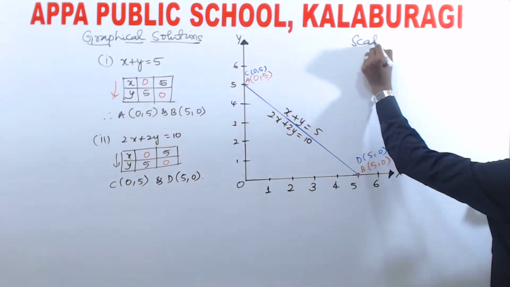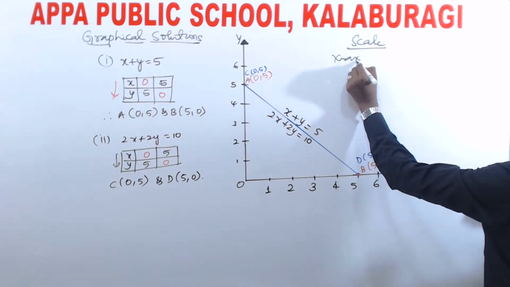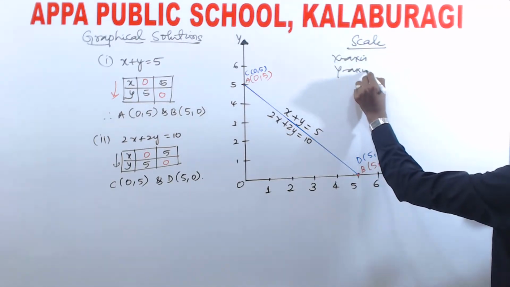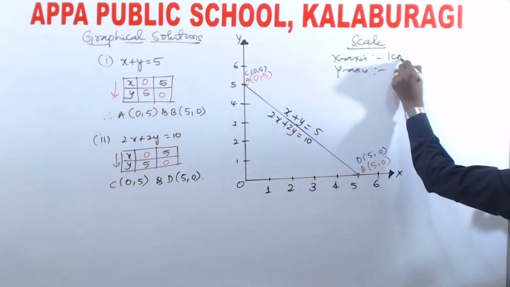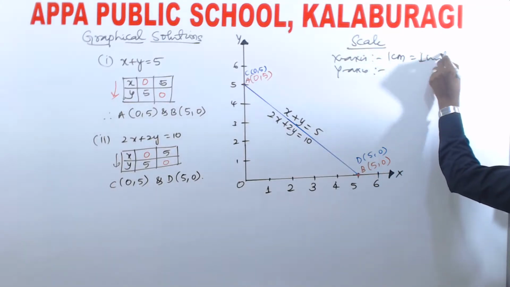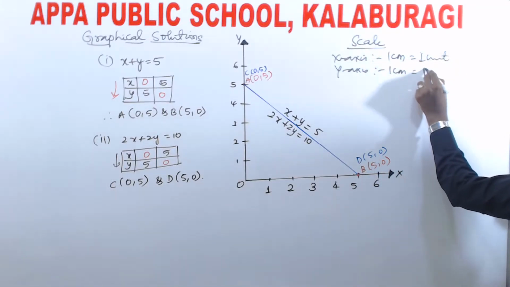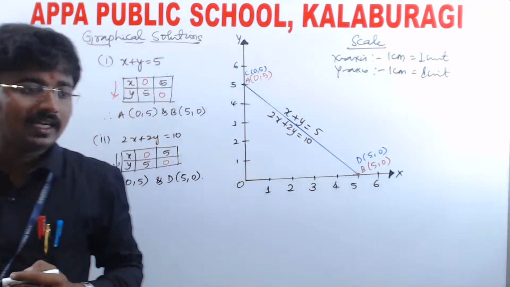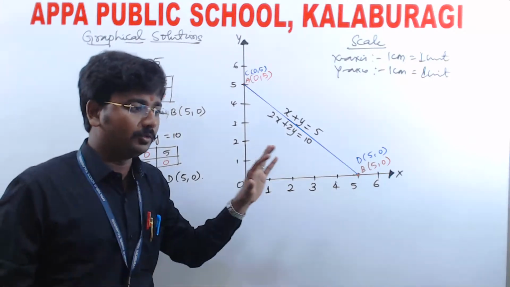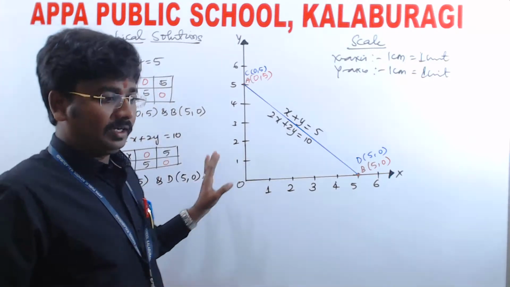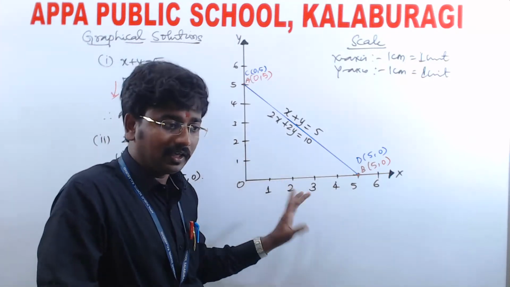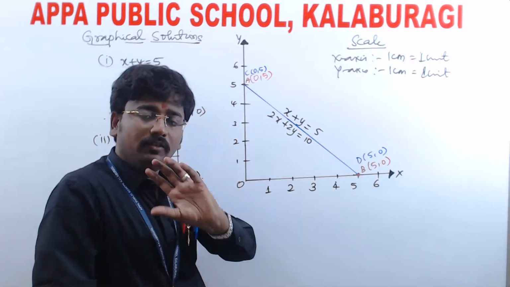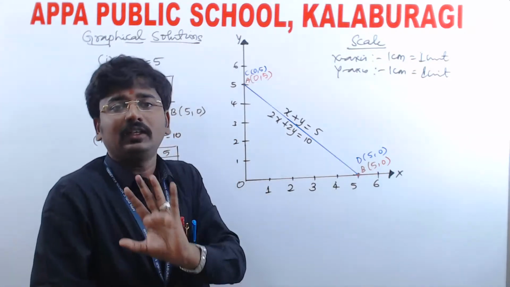And coming to the scale, x-axis, y-axis: 1 centimeter equal to 1 unit, 1 centimeter equal to 1 unit. That's it. So this is how the graphical representation should be. I hope you have understood this one problem related to graphs. Do this graph, and you can even paste the same graph in your classwork.